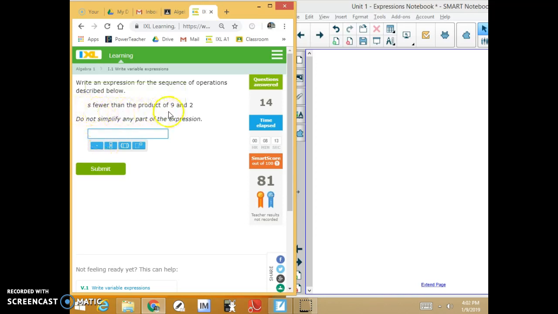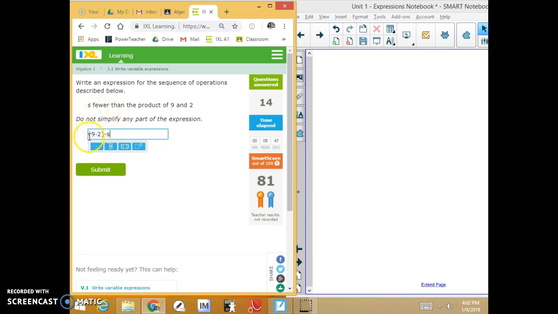S fewer than the product of 9 and T. So it says S fewer than the product of 9 and T. Well, the product, or not 9 and T, 9 and 2, I'm sorry. The product of 9 and 2, well, that would be 9 times 2. So 9 times 2. And then I want S fewer than that product. Well, S fewer means take away S.